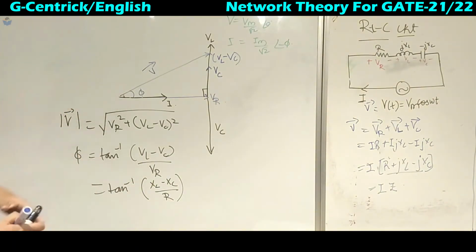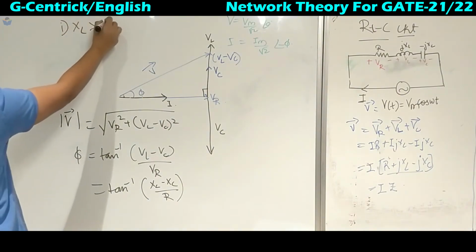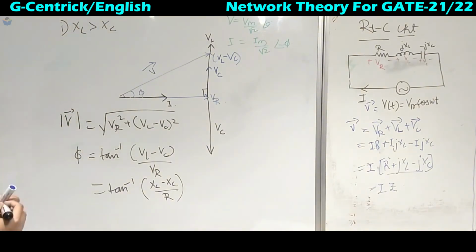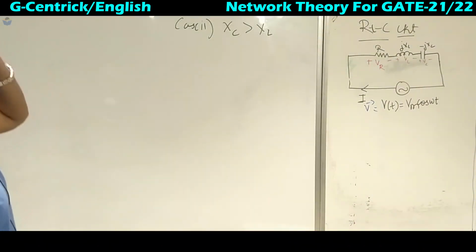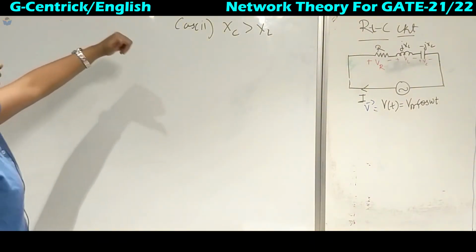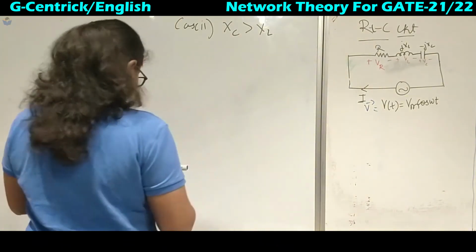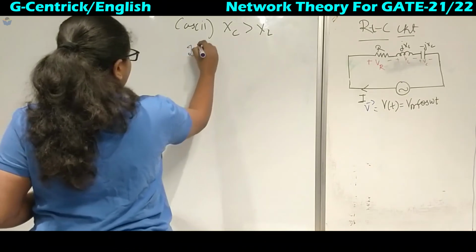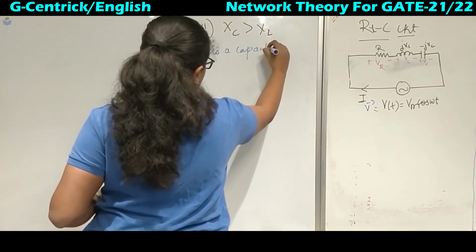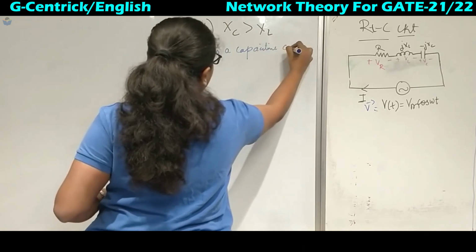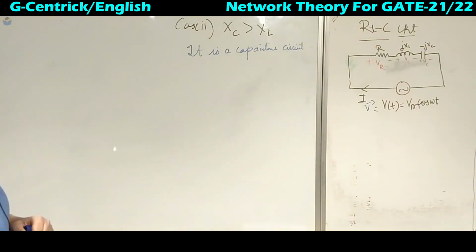First case, case number 1, was XL greater than XC. Same thing we will take now for case 2. Coming to this second case, that is XC greater than XL. Let me write it. This is a capacitive circuit because the dominance is more of the capacitive network.